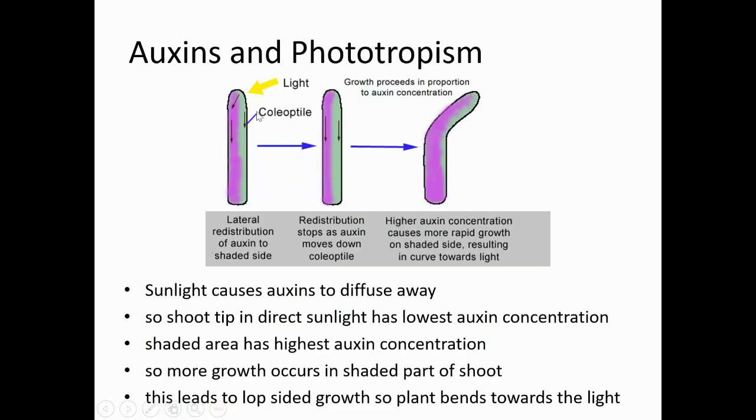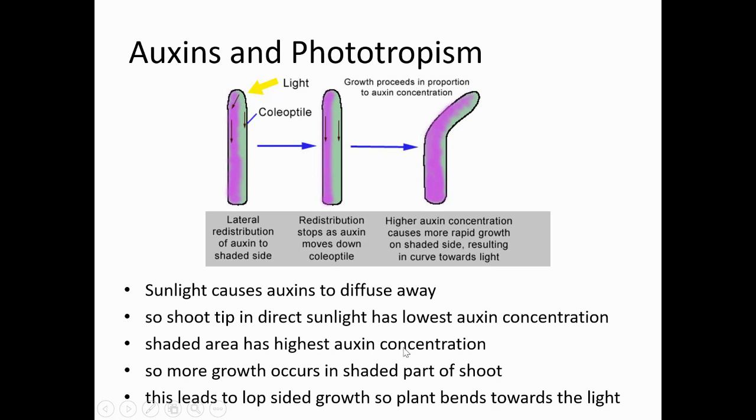Again, the mechanism for this is that when light hits the tips of the shoot, sunlight causes the auxins to diffuse away. This means that the shoot tip in direct sunlight has the lowest auxin concentration, and the area that's in the shade, the area that doesn't have light directly on it, has the highest auxin concentration. Because we know that auxin increases growth, then the shaded side is going to grow more than the side in the sun, and therefore there will be lopsided growth.